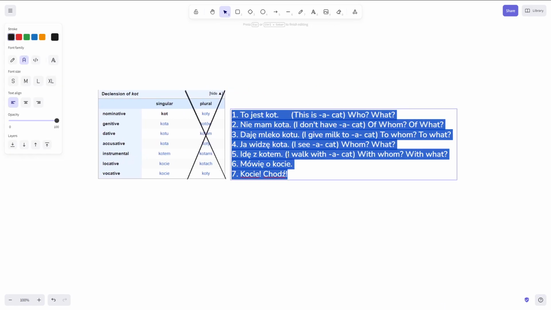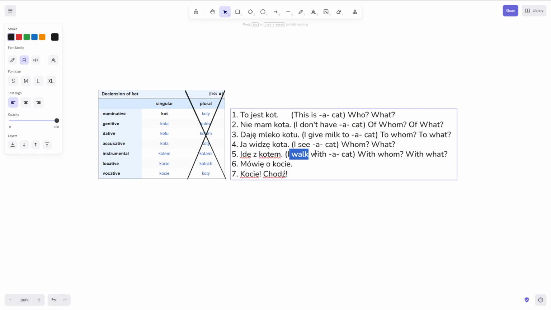I walk with, and we need to put a noun that answers the question with what? With whom? Okay? I walk with what? Well, kotem. And just because of the em at the end, it answers the question that we walk with the cat, okay?